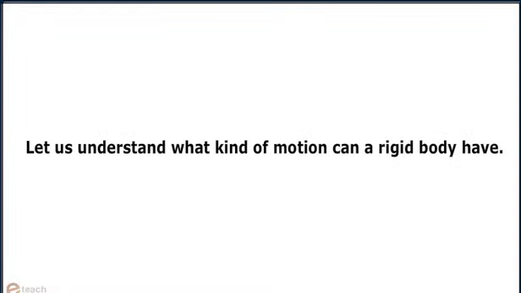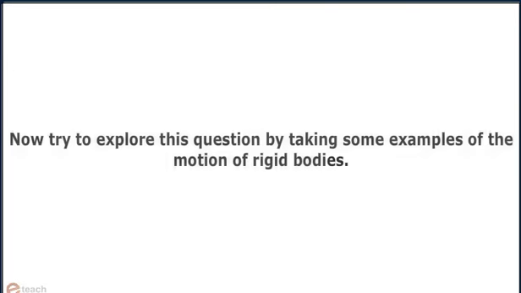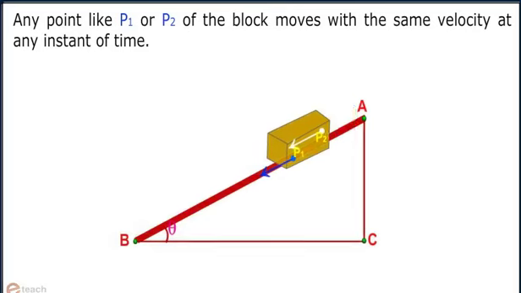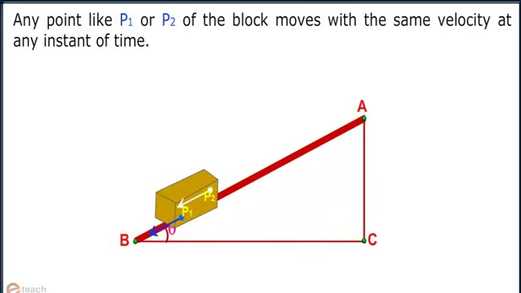Let us understand what kind of motion a rigid body can have. Now, try to explore this problem by taking some examples of motion of rigid bodies. Let us begin with a rectangular block sliding down an inclined plane without any sidewise movement. At points like P1 or P2, the block moves with the same velocity at any instant of time.